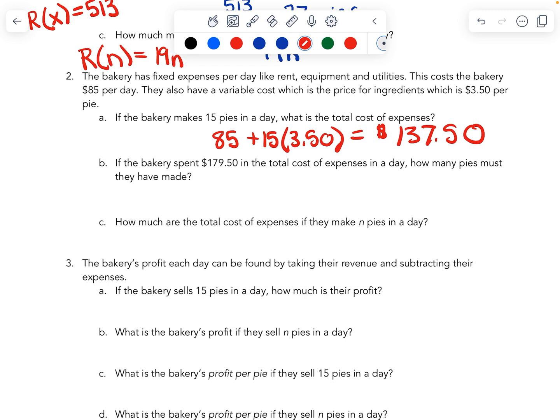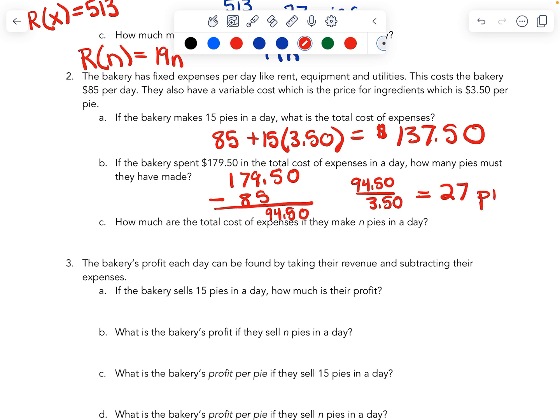If the bakery spent $179.50, how many pies must they have made? Well, $179.50 minus that operating cost of $85 leaves $94.50. And then if we take that $94.50 divided by $3.50, we end up with 27 pies. And what is the total cost for N pies? It would be 85 plus $3.50 for each pie.